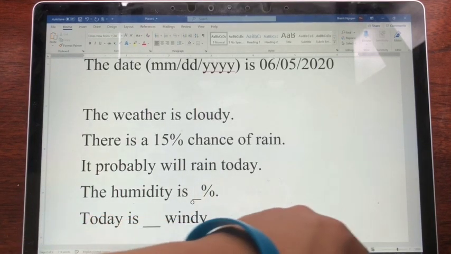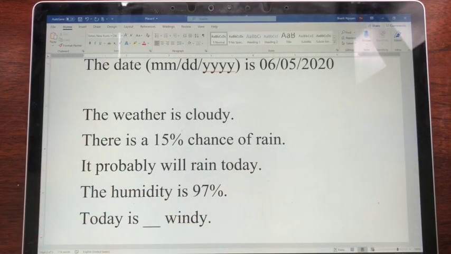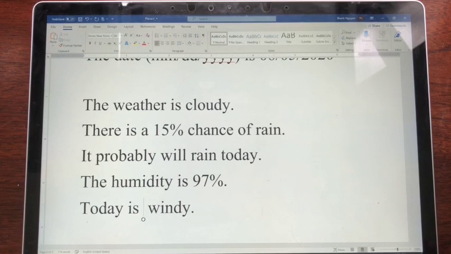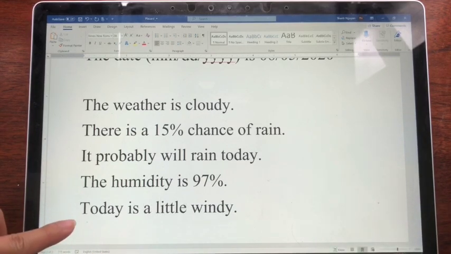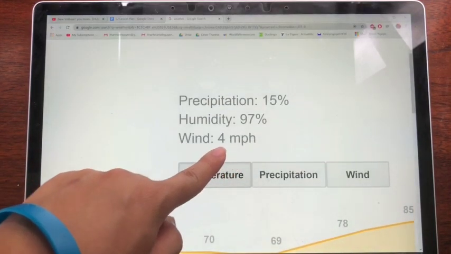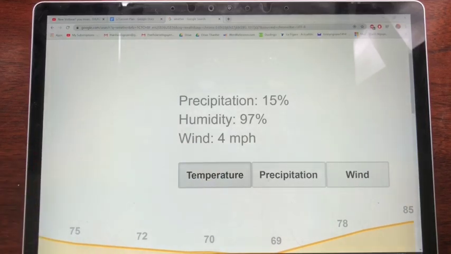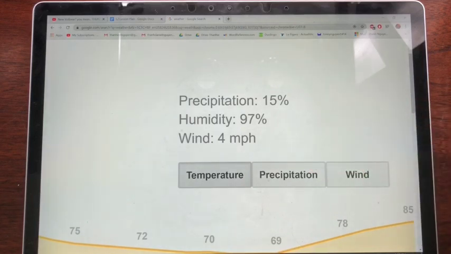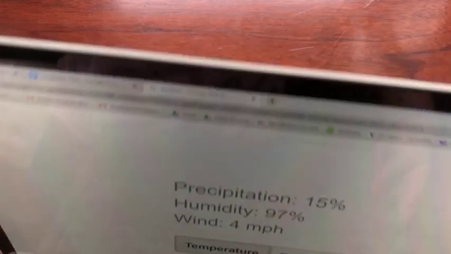The humidity is 97%. So it's very humid today. There's a lot of water in the air. Today is a little windy. How do I know it's a little windy? The wind today is 4 miles per hour. This is the speed of the wind. So let's talk about precipitation, humidity, and wind. So let's start with a review of precipitation.